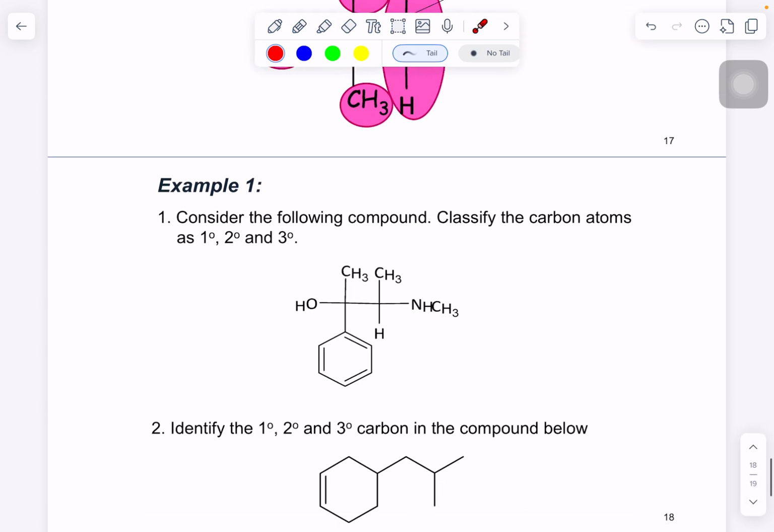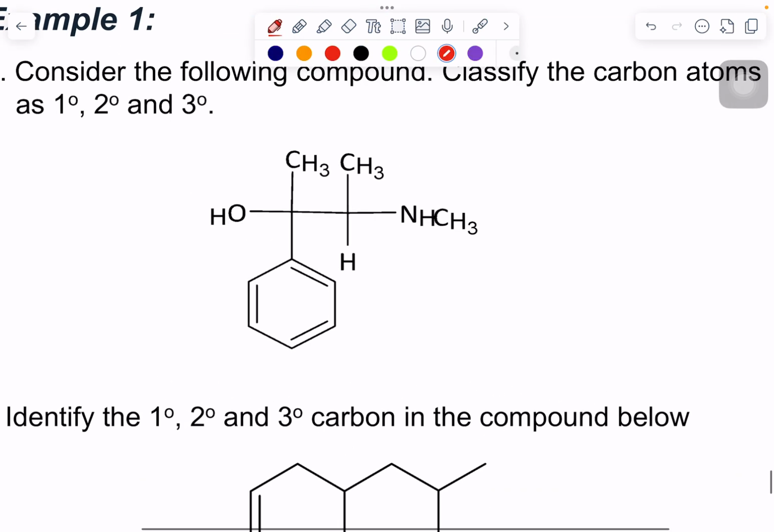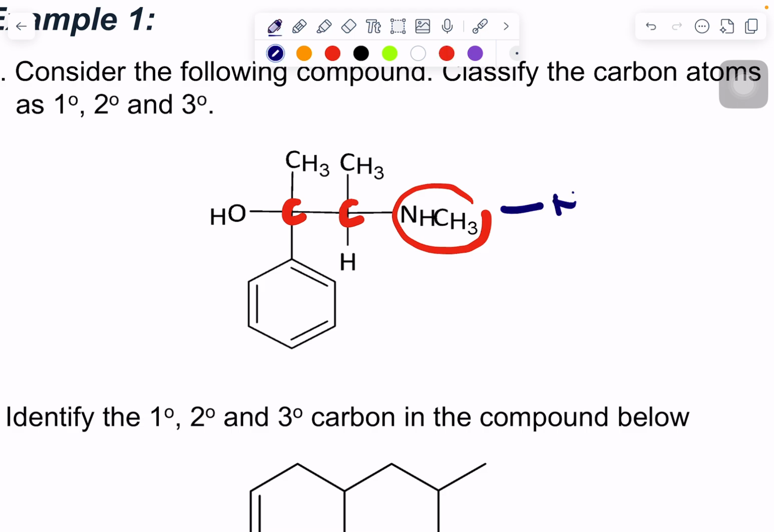Okay, so we have an example here, then you can classify. Okay, let's look at this one first. So how many carbons are here? Since they give you a skeletal structure, when it is skeletal we know this is a carbon, this is also a carbon. And this one we can expand it, how? So the nitrogen is bonded to the hydrogen. So CH3.